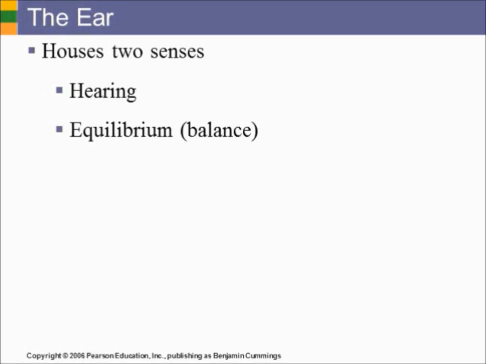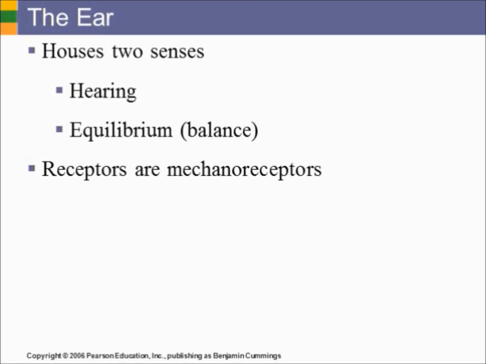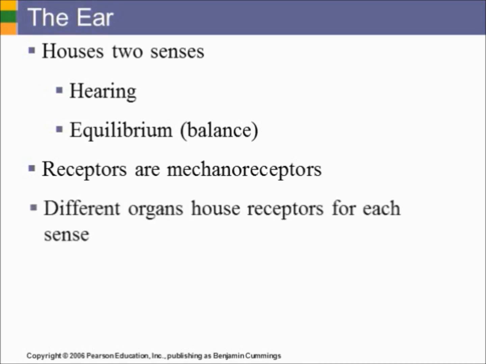Well, both hearing and balance are mechanoreceptors, which means that they are going to be stimulated by some mechanical means. Something has to bend some little tiny hairs, and that bending generates an action potential which sends nerve impulses to the brain, and the brain separates out the hearing ones and the balance ones. Now, to do this, there are two different organs involved with balance and hearing. And in today's discussion, we're going to look at each one of those.